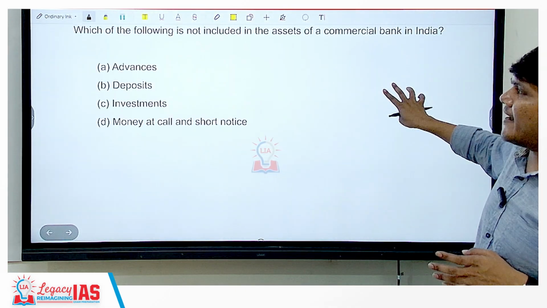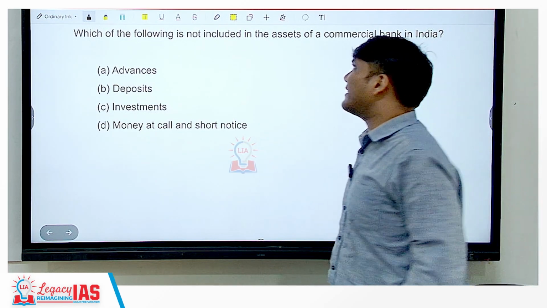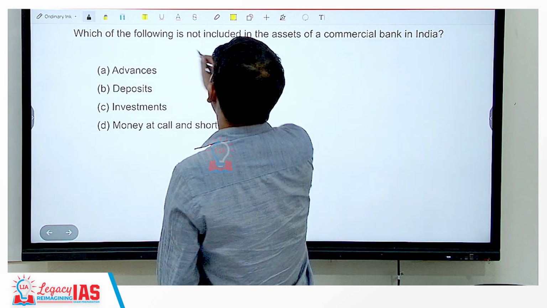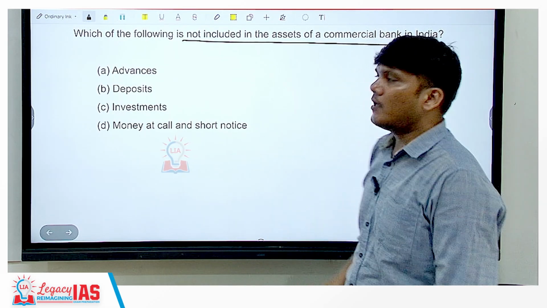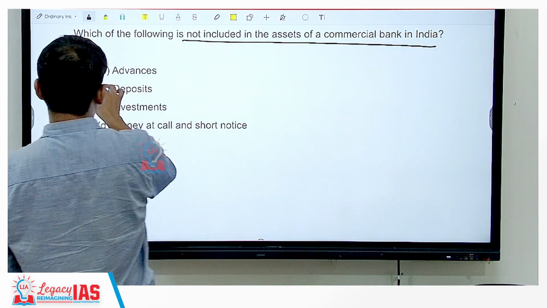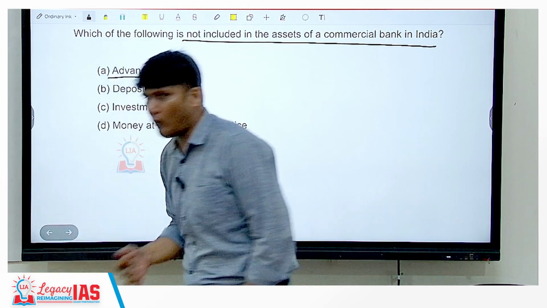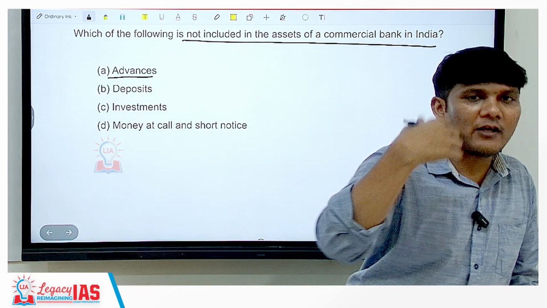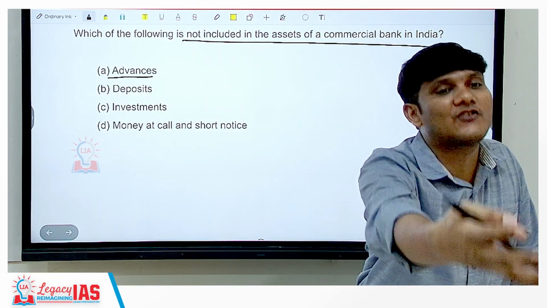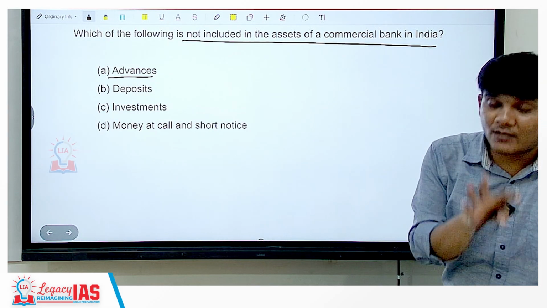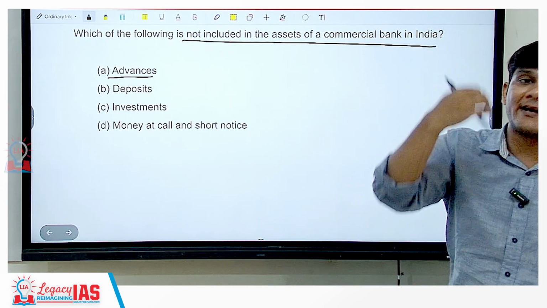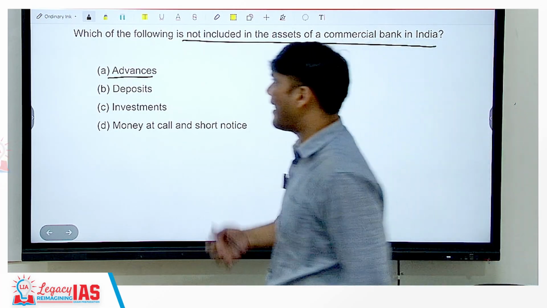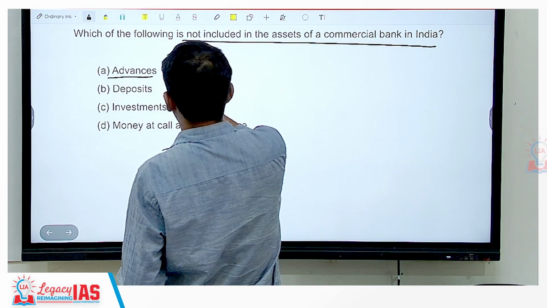Moving ahead. Which of the following is not included in the assets of a commercial bank in India? Option A, advances. Advances are included. What are advances? When a bank is giving a loan to you, the bank is giving advances to you. Now that is an asset. Why is it an asset? Because that is going to generate revenue for the bank, that is going to generate interest for the bank, profit for the bank. So this is an asset.